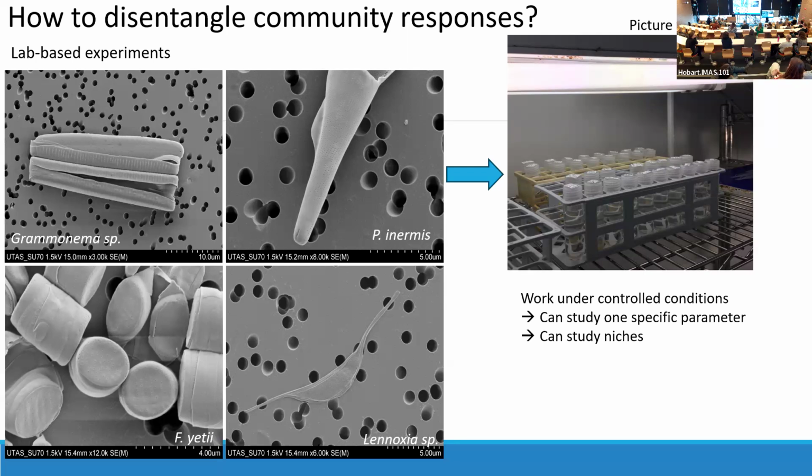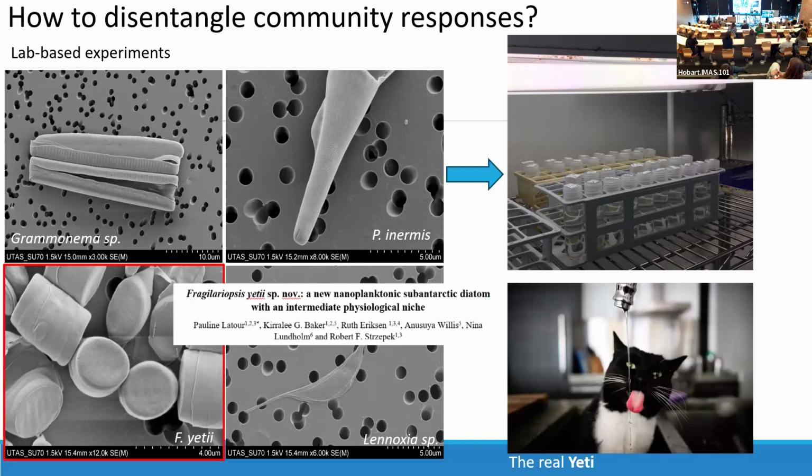If you're lucky, when you isolate some species, you might get a new species out of it. This is actually a new species that was identified as part of the Fragileiopsis genus through genetic analysis, and it's actually the smallest of its kind. The maximum size was 2 to 3 microns, so really minuscule. We are in the process of submitting the paper to describe this new species, and we're trying to call her Fragileiopsis yetii, after Robert's cats.